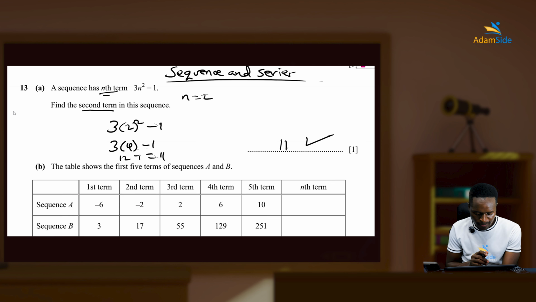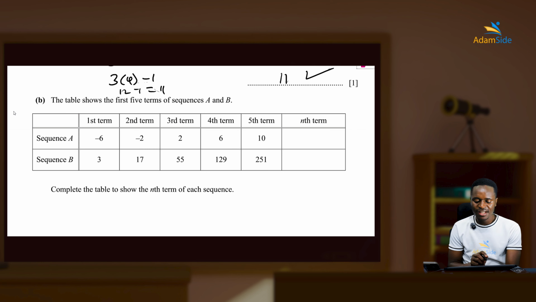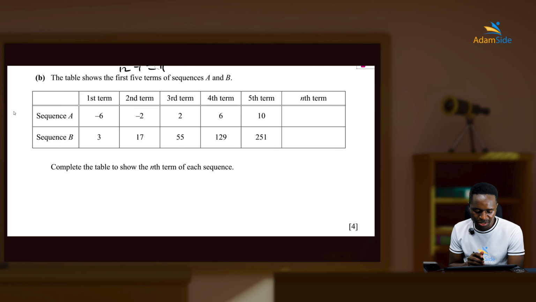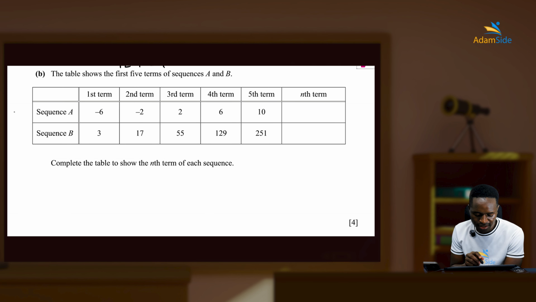Let's go to the table. The table shows the first 5 terms of sequences A and B. First term negative 6, second term negative 2, third term 2, fourth term 6, fifth term 10. Find the nth term. What's the difference between the first term and the second term?